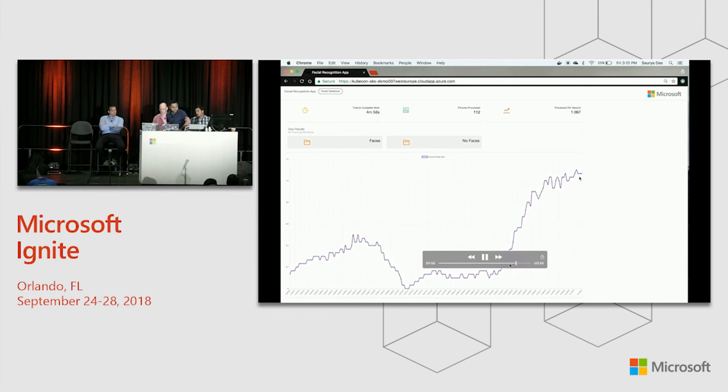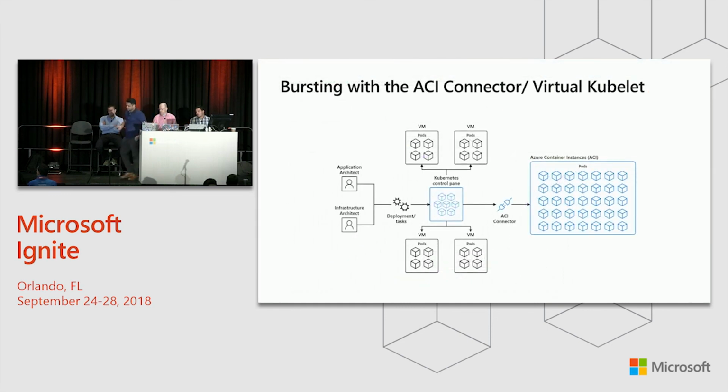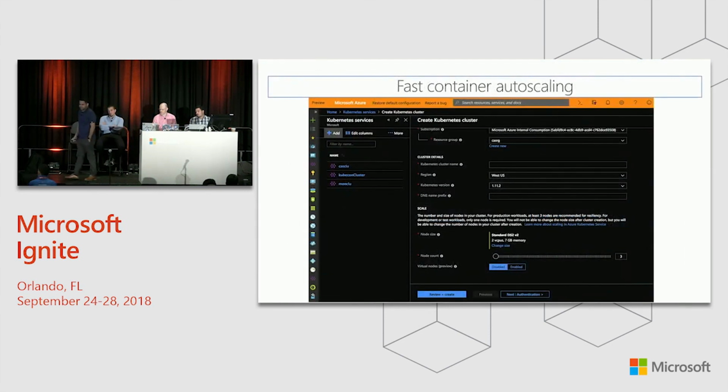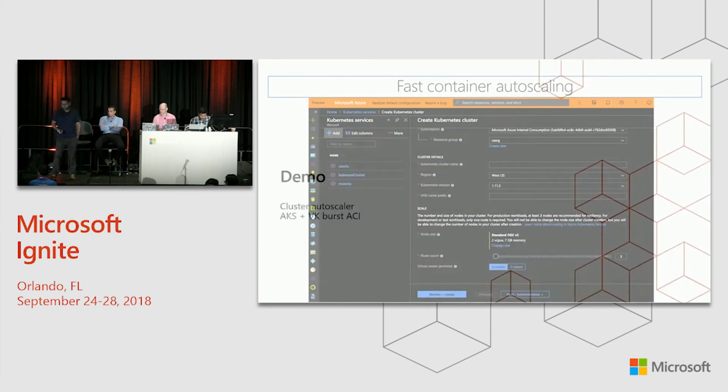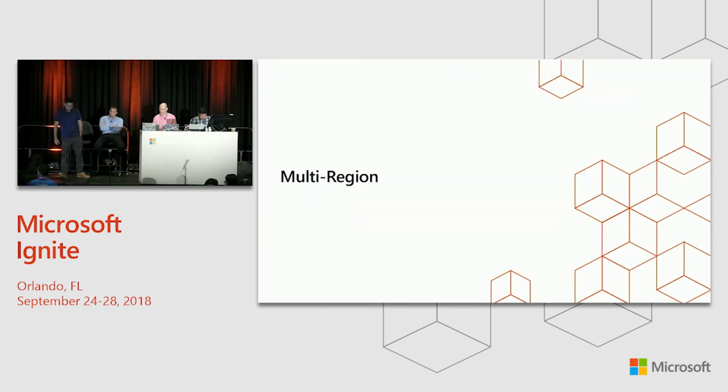Number 5. So that's bursting with the ACI connector. Like I said, it's going to be added as a default in the AKS portal walkthrough in the Azure portal. You can see that the virtual node preview is there. It's disabled by default. You can enable it. It's very straightforward. So moving on to high availability, multi-region high availability.